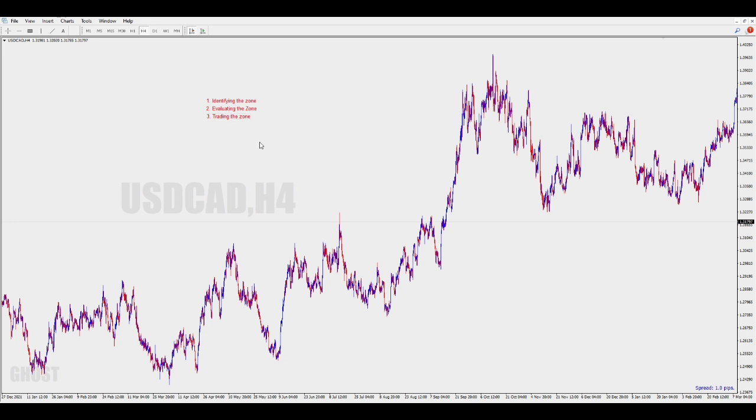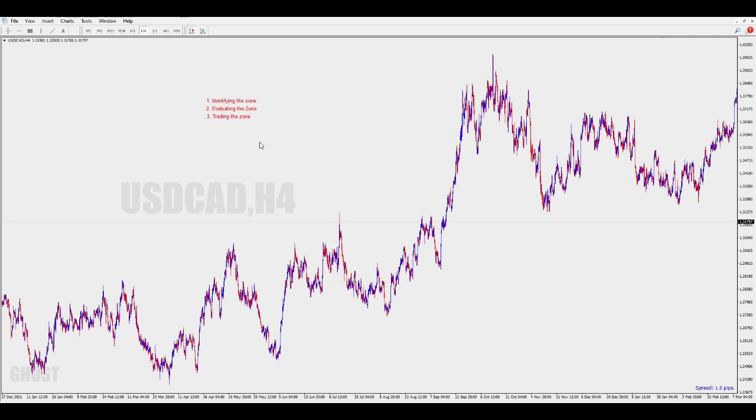On a simple method I am using to trade. It's called a free order flow zone, and I'm just going to give you a straight to the point method of how to trade the free order flow zones.